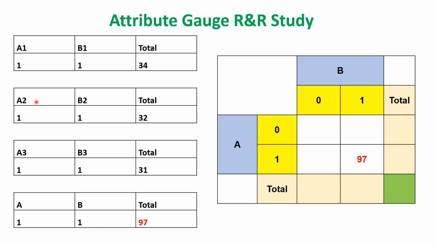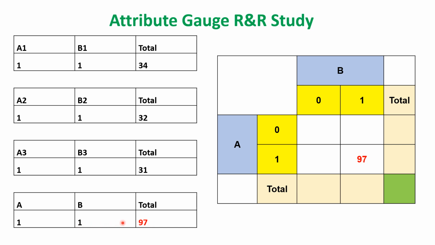Similarly for the columns A2 and B2, that is the second reading of operator A and second reading of operator B, where they are both saying jobs are okay, that has happened 32 times. In the columns A3 and B3 it has happened 31 times. And if I add all these, then operator A and operator B are saying okay 97 times.